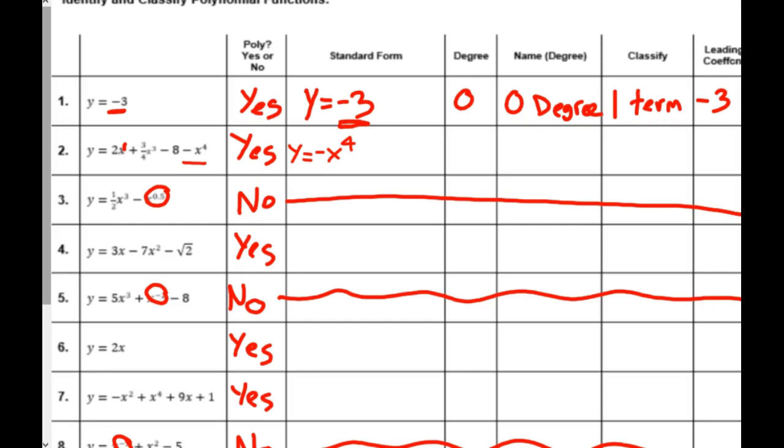So, now what's the next highest power? The 1, the 3, or the none? The 3. So we're going to write this next. Plus 3/4 x to the third power.